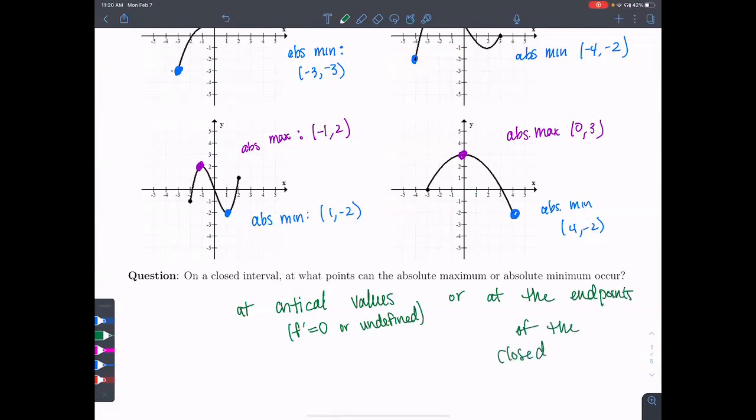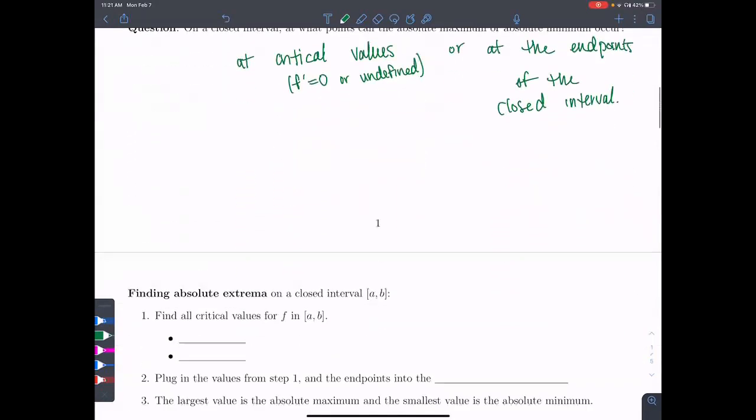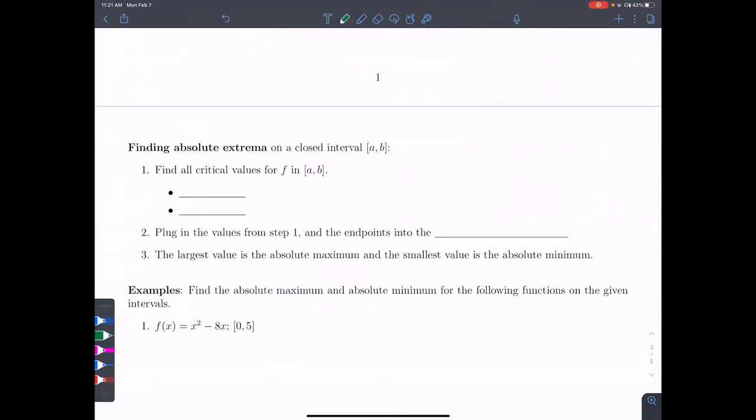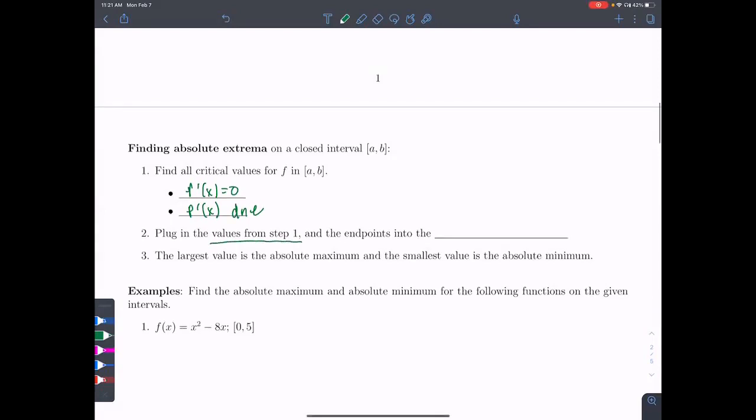Okay, so let's try this. What we're going to do is talk about the definition, and then I'm going to tell you how to find them. To find them, you're going to find the critical values again on that closed interval. So we're looking for where f prime of x is 0 or where f prime of x does not exist. Then plug the values in from step 1 and the endpoints, so these are your critical values and the endpoints, into the original function.